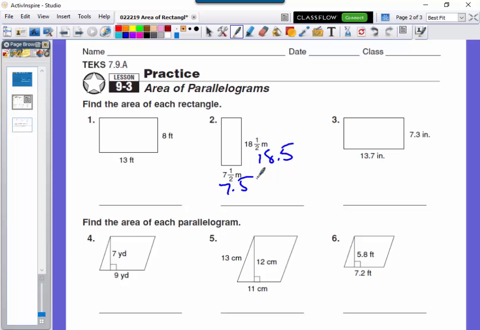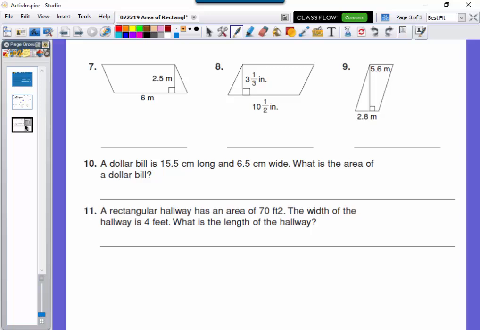Okay, number 4, 5, and 6 are the same thing. But we do need to remember and be very careful on number 5. I told you the base and the height will always be touched by a right angle. Okay, 7, 8, 9, same kind of thing. Just find the areas of those. And 10 and 11 are application kind of questions. Now when you look at number 11, this one says 70 ft2. That really is 70 feet squared. So that's one where I gave you an area, I gave you a dimension and asked you to find the other. So that's where you got to use the formula backwards.